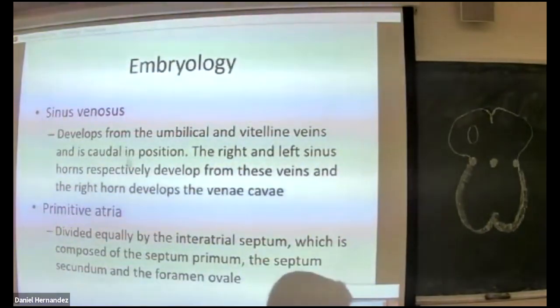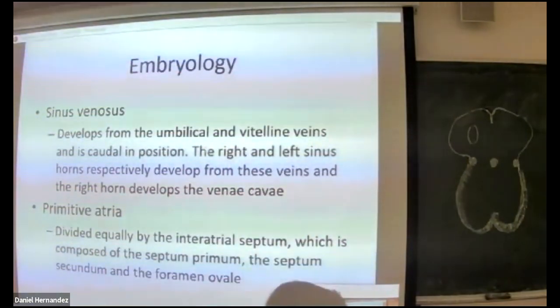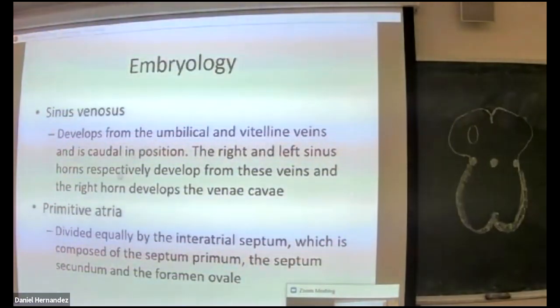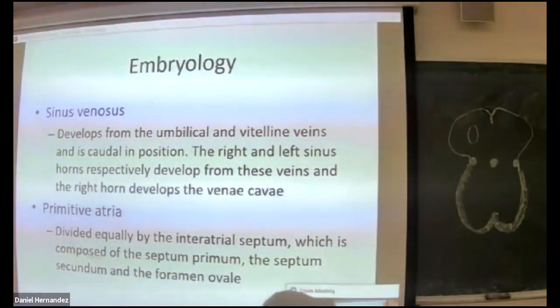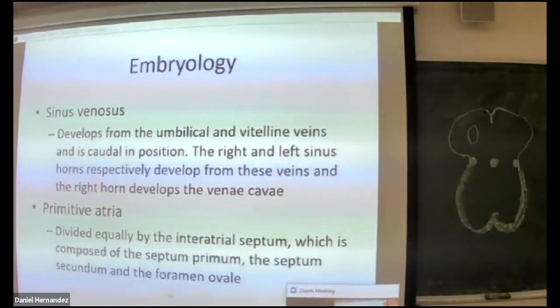The sinus venosus develops from the umbilical vein and the vitelline veins and is caudal in position. The right and left sinus horns respectively develop from these veins, and the right horn develops the vena cava. And the primitive atria are divided equally by the intraatrial septum, which is composed of the septum primum, septum secundum, and the foramen ovale.